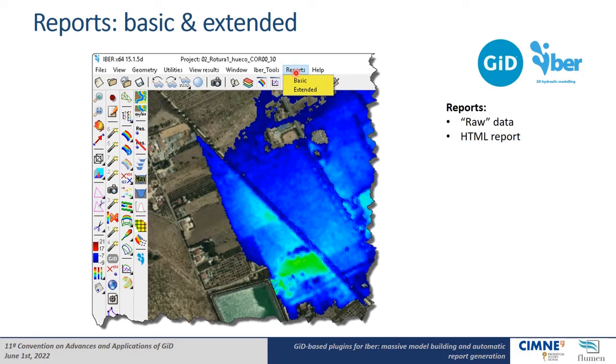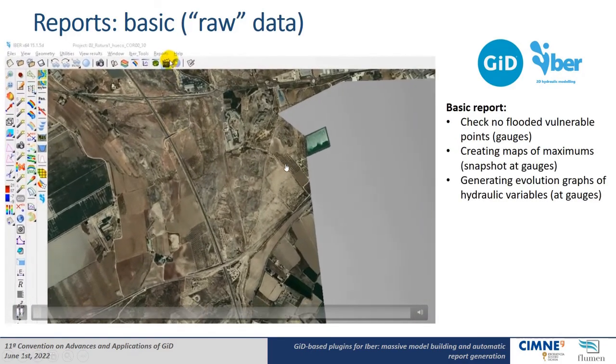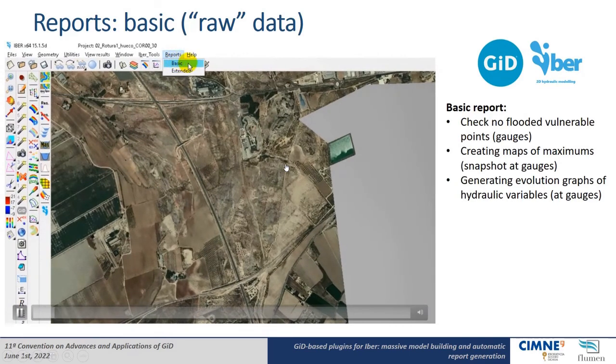First, a basic report that provides raw data of each vulnerable point, and an extended report that integrates all this information in a single document in HTML. This video shows an example of the basic report.